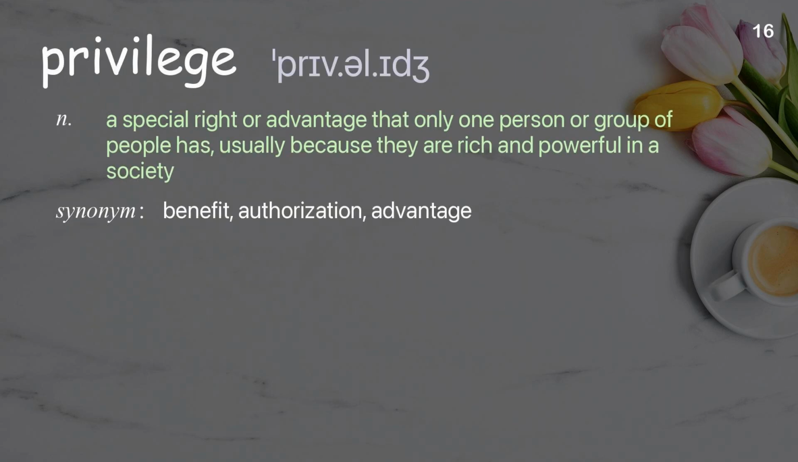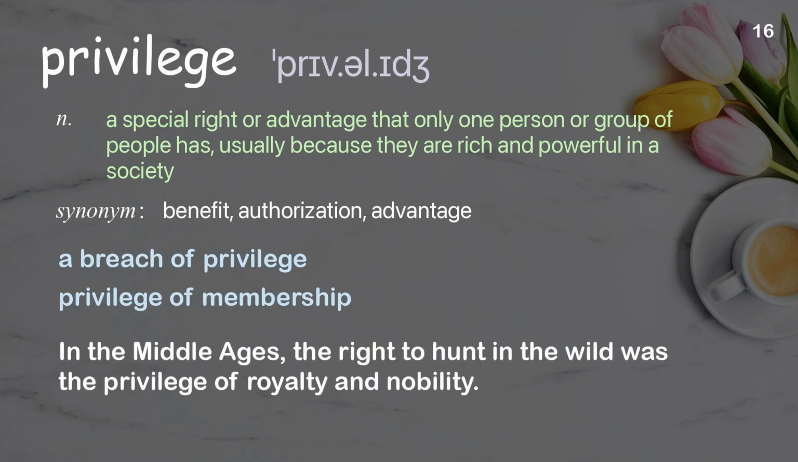Privilege. A special right or advantage that only one person or group of people has, usually because they are rich and powerful in a society. Examples: A breach of privilege, privilege of membership. In the Middle Ages, the right to hunt in the wild was the privilege of royalty and nobility.